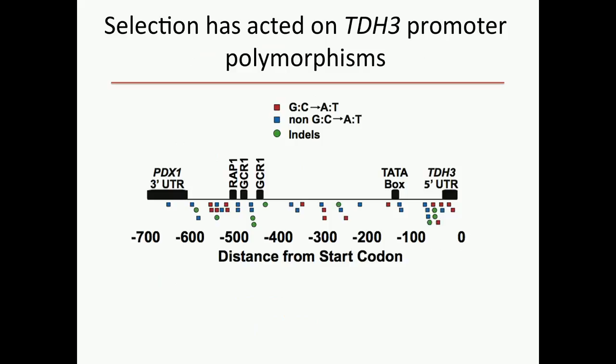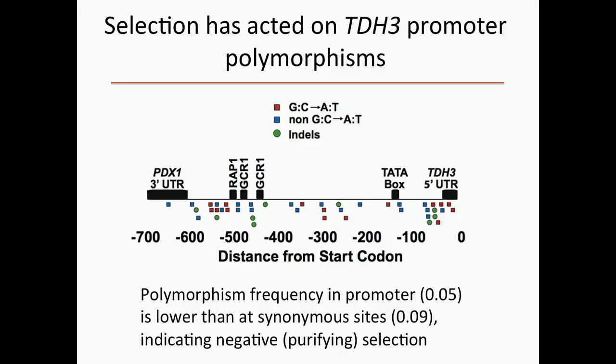When we look at the sequence of this promoter in these natural isolates, again, we see that there are polymorphisms, but the frequency of polymorphisms in the promoter compared to the frequency of synonymous changes in the coding sequence of this gene is lower, suggesting that purifying or negative selection has acted on this promoter, okay?